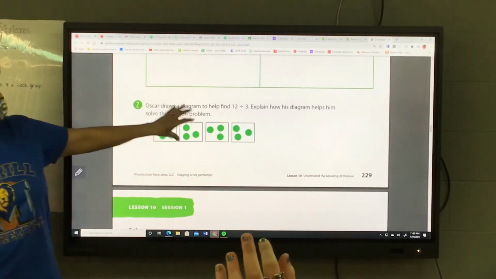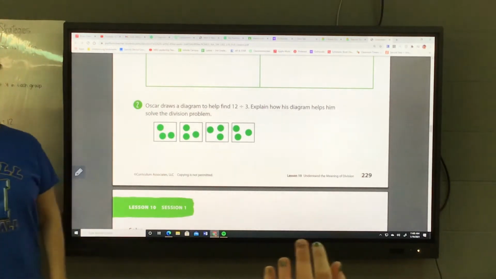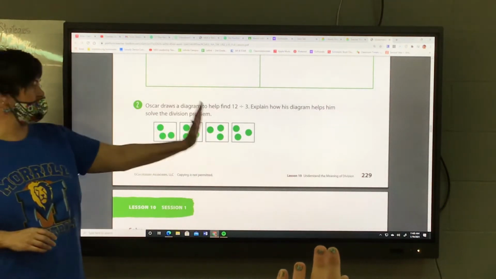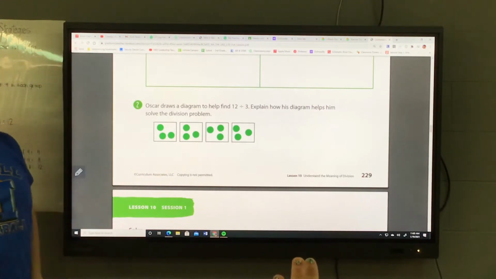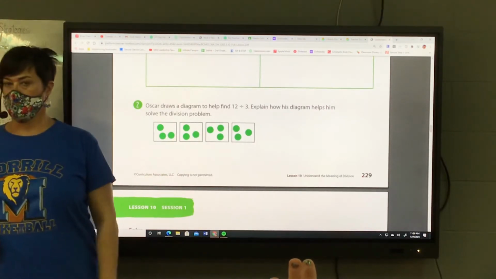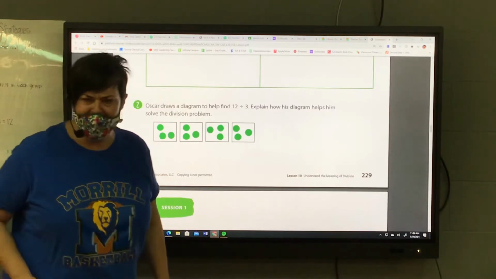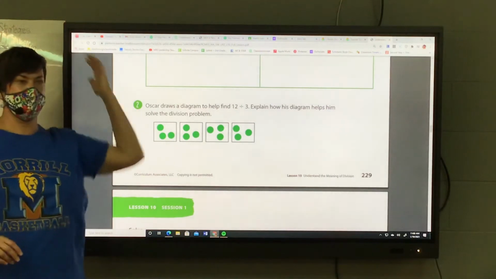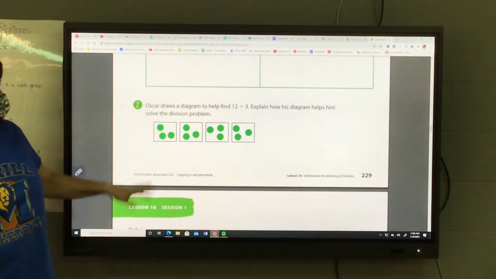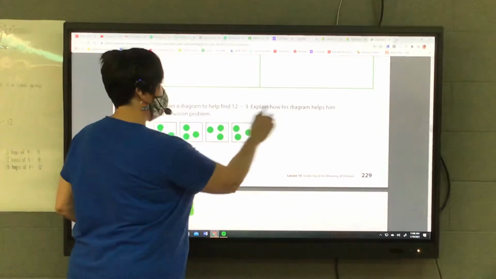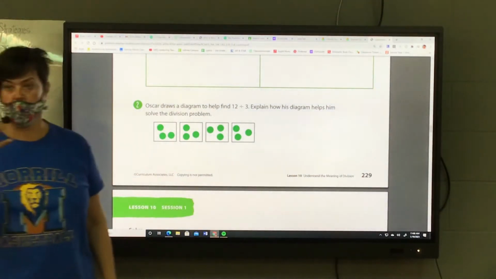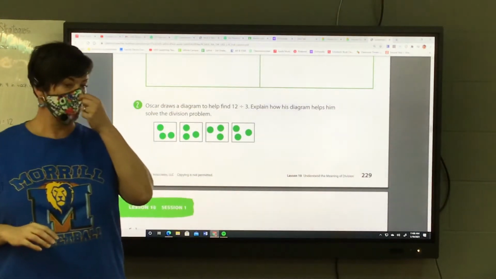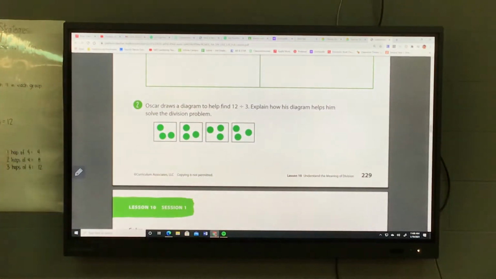There's how many in each group? 3. There are 3 in each group. So then how many groups does it show that Oscar drew? 4. Are you sure? Yes. All right, so he drew 4 groups with 3 in each group. True?